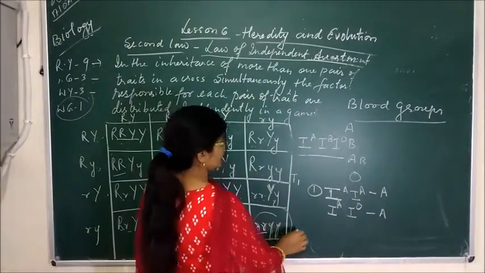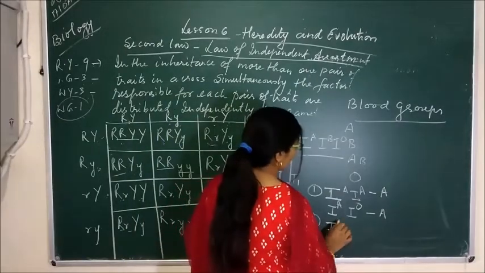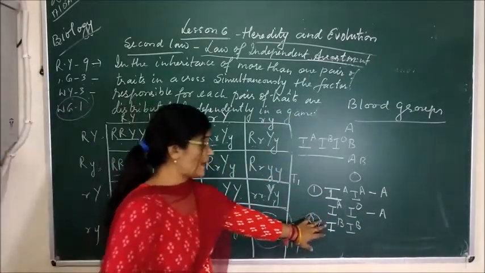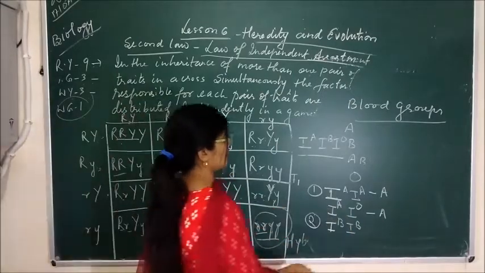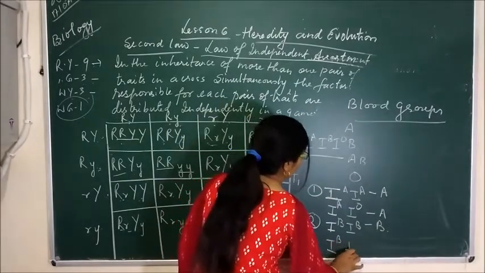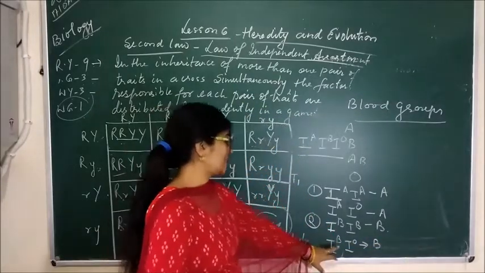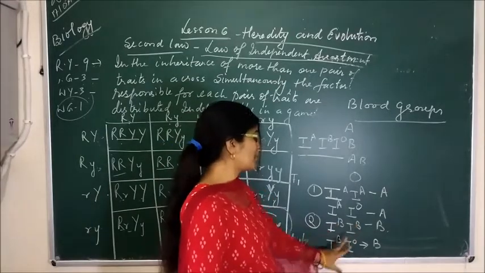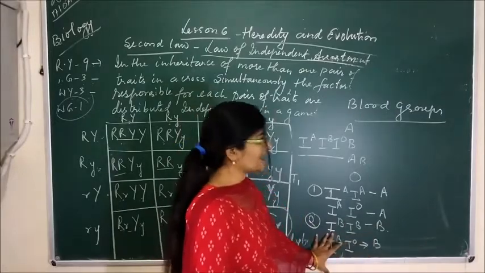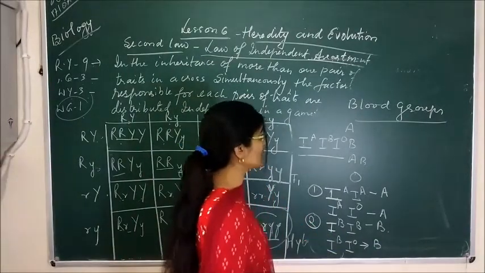Second case: if our body has IB and IB, both are dominant, so our blood group will be B. And if one is IB and the other one is IO, then also our blood group will be B, because O is recessive and B is dominant. Here only one is dominant, that is B, and O is recessive. But since the dominant character is there, our blood group will have the dominant group only, that is B blood group.